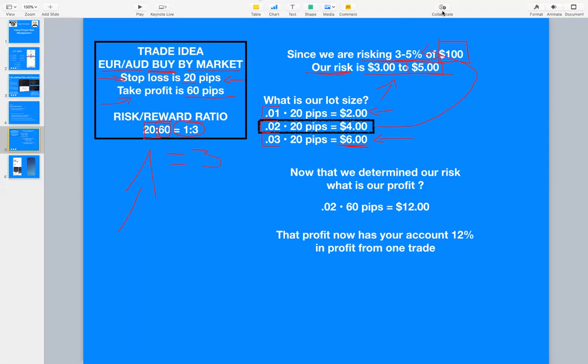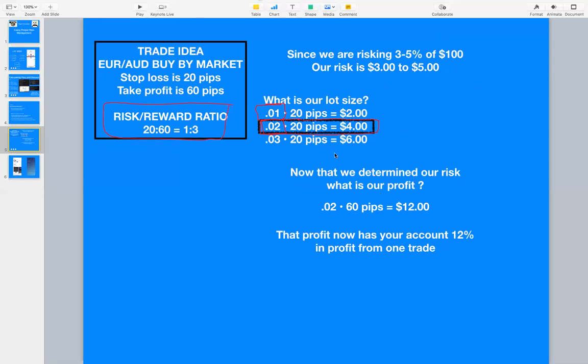So now that we identified that 20 cents per pip is the maximum lot size that we're going to use, which means we could also use a 0.01. This is more of a risk less than 3%, but our reward won't be as great. We'll still be in profit, but we also want to maximize our reward and minimize our risk. So that's why it's good to have a risk to reward ratio.